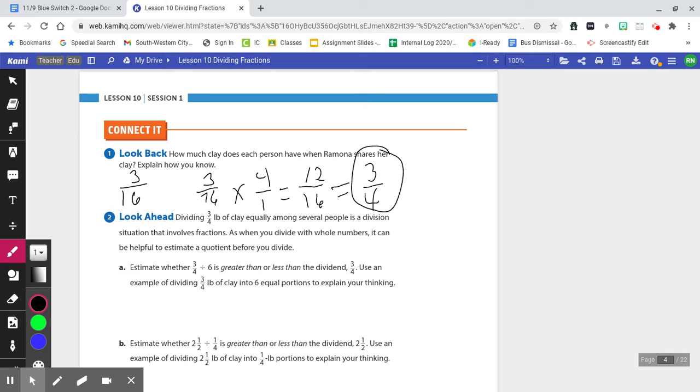So stop and think. If I have 3/4 and I cut 3/4 of something into 6 pieces, do I now have more than the 3/4 I started with, or less? Write down your answer. And you should have said less. Possibly you explained that each portion will weigh less than 3/4 a pound because you divided 3/4 into 6 smaller pieces.